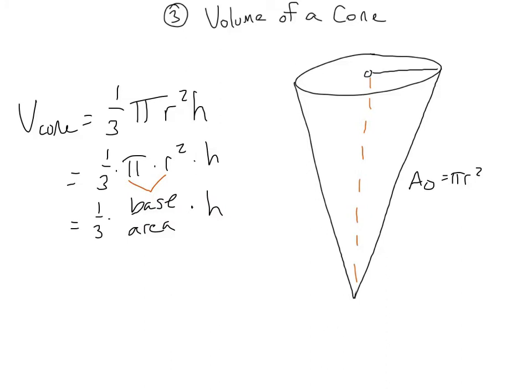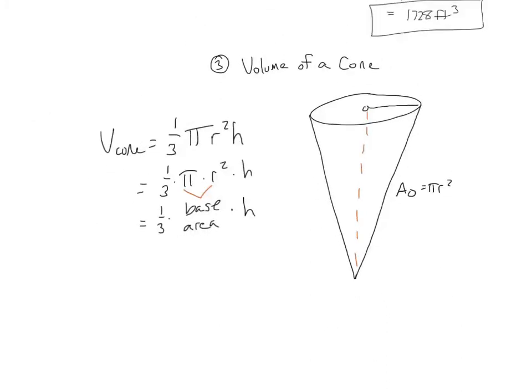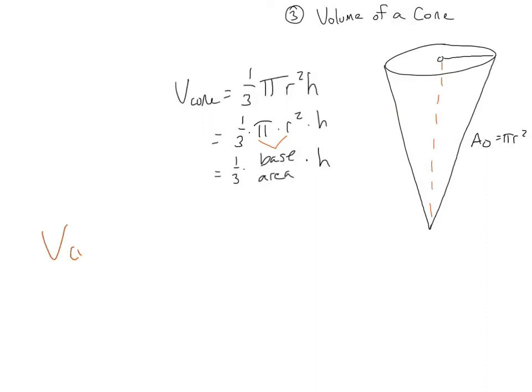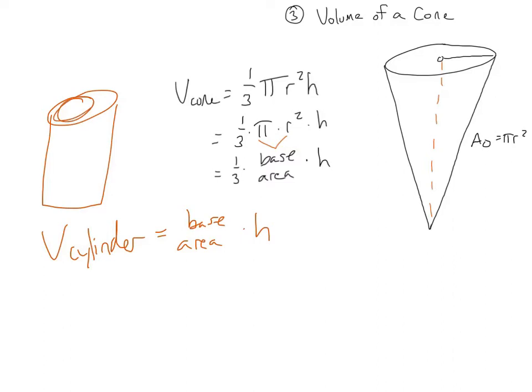But there's something else that's really cool about this. You remember the volume of a cylinder? When we talked about that, it was the base area times the height, right? So if we had a cylinder, we would find the area of the base and take that times the height. So look what we have here. We have almost the exact same thing: the base area times the height, but when it comes to a cone, we take it times 1/3. When it came to a cylinder, there was no 1/3 in this formula.